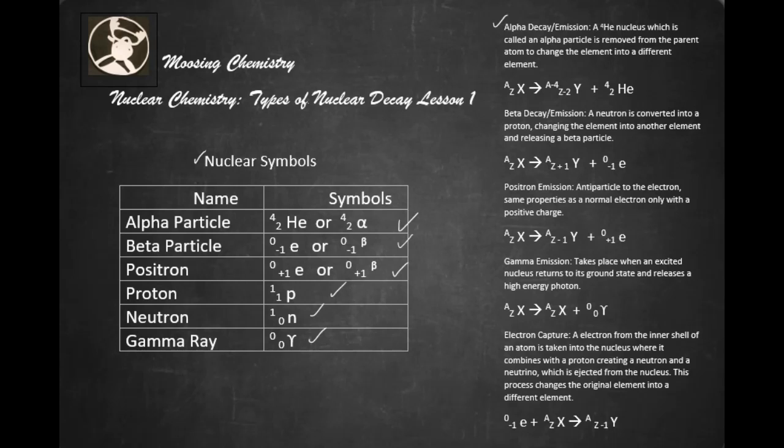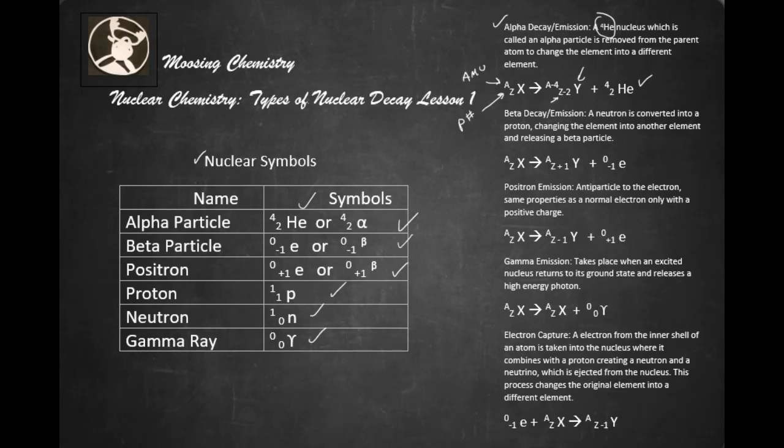All right, now let's talk about the different types of decay. Alpha decay emission: a 4He nucleus, which is this guy right here, which is called an alpha particle, is removed from the parent atom to change the element into a different element. So our A represents our AMU, and our Z represents our number of protons, which we also call the atomic number. Okay, X is the element name. So here you have the AMU, you're losing a total 4 in the mass, which is okay. And your atomic number right here, you're losing 2 protons to create a new element Y and to release an alpha particle. Okay, so again, this AMU is losing 2 protons and 2 neutrons.